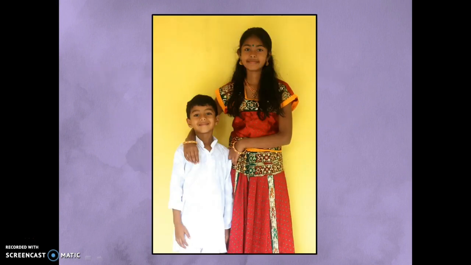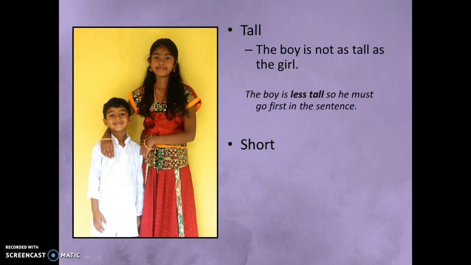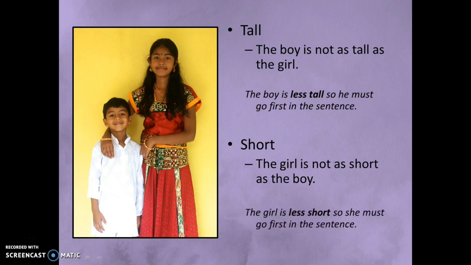So, here I have a picture of two children. If I compare using the adjective tall, I could say the boy is not as tall as the girl, because the boy is less tall, so he must go first in the sentence. If I said short, then I can say the girl is not as short as the boy, because the girl is less short, so she must go first in the sentence.